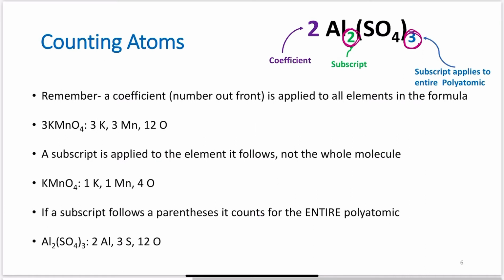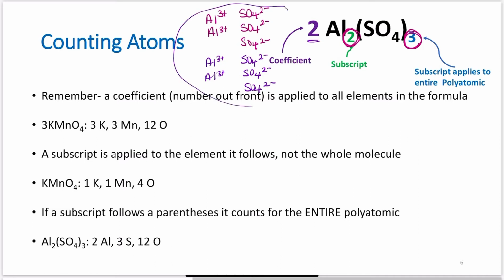So if I was to draw out what I have here, I have Al3+, Al3+, SO4 2-, SO4 2-, SO4 2-, and that's just for one of them. I have 2 overall, so I also have Al3+, Al3+, SO4 2-, SO4 2-, SO4 2-. All of this combined together represents what is written up here.